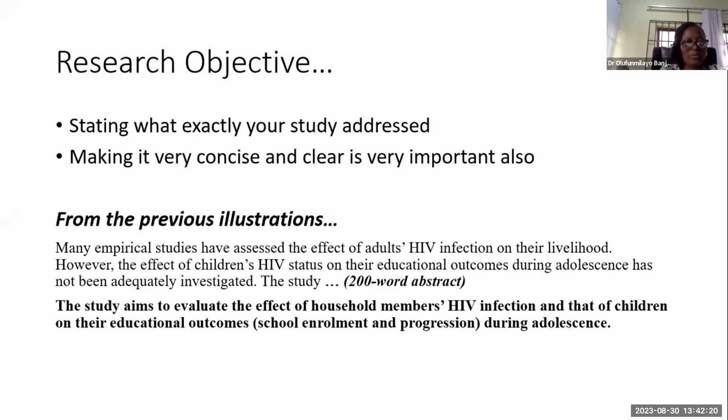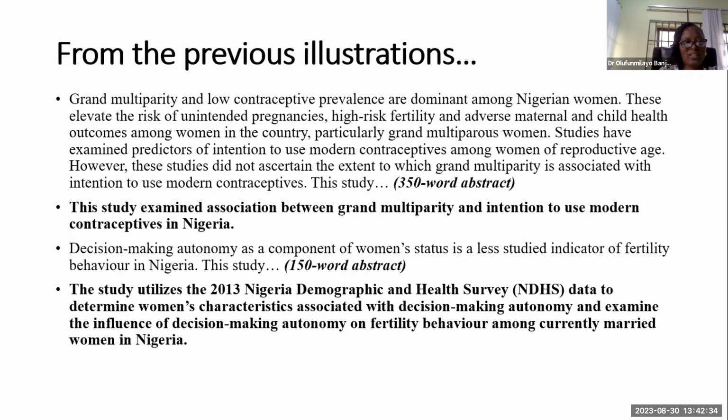For the 200-word abstract, the study aims to evaluate the effect of household members' HIV infection and that of children on their educational outcome during adolescence. That is the main objective of that study. Then the other one, that of grand multiparity: this study examined the association between grand multiparity and intention to use modern contraceptives in Nigeria. For the 150-word abstract, the study utilizes this to determine women's characteristics associated with decision-making autonomy and examine the influence of decision-making autonomy on fertility behavior among currently married women in Nigeria.